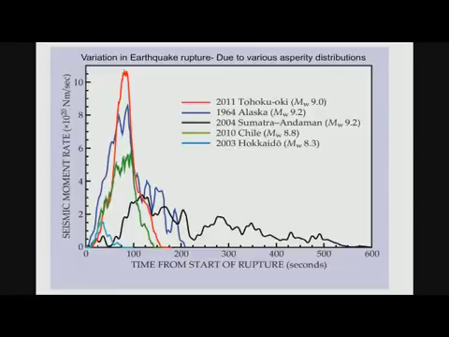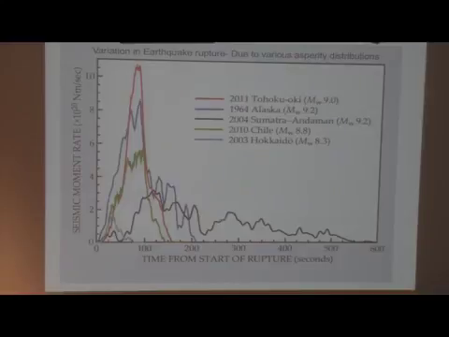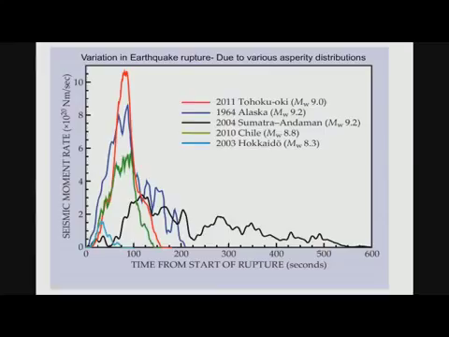This one had several asperities along a very long fault zone. If we look at the 64 Alaska earthquake, that also is much larger in general, but had several asperities. Can you see these bumps? Along a shorter time, basically it is proportional. The longer the earthquake goes on, the larger the area that it ruptures.